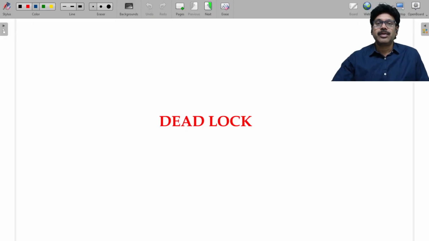This session we'll be learning about deadlock. It is one of the most important topics in university examinations, GATE, and any kind of public sector undertaking exams. So what exactly is the meaning of a deadlock?